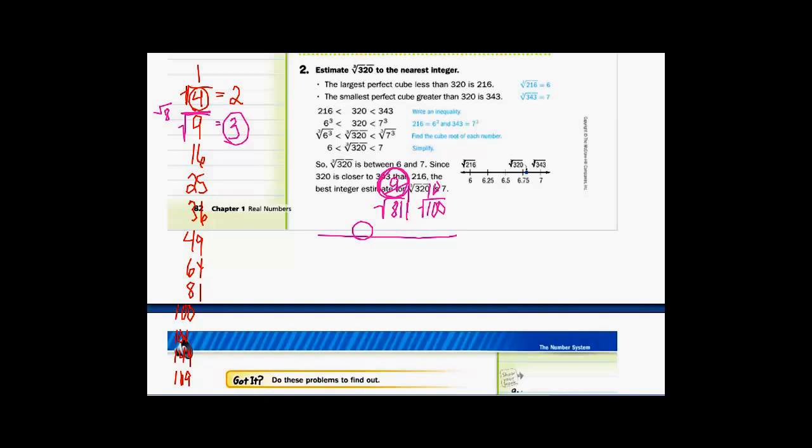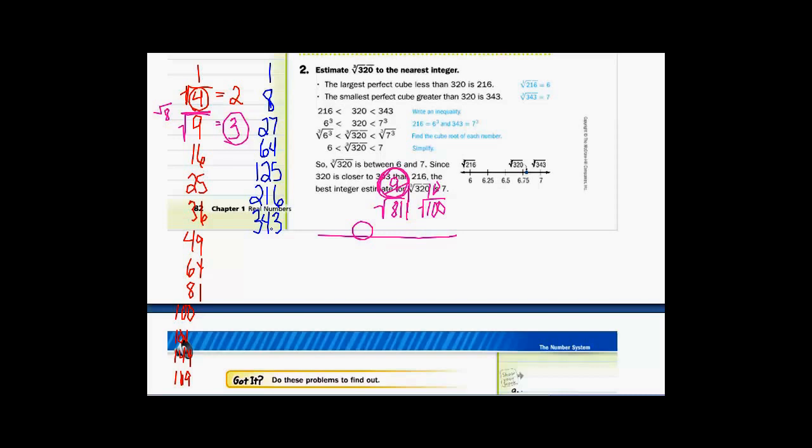So perfect cubes would be 1 times 1 times 1, 2 times 2 times 2. That's an 8. 3 times 3 times 3. 4 times 4 times 4. 5 times 5 times 5. 6 times 6 times 6. 7 times 7 times 7. So those are perfect cubes.